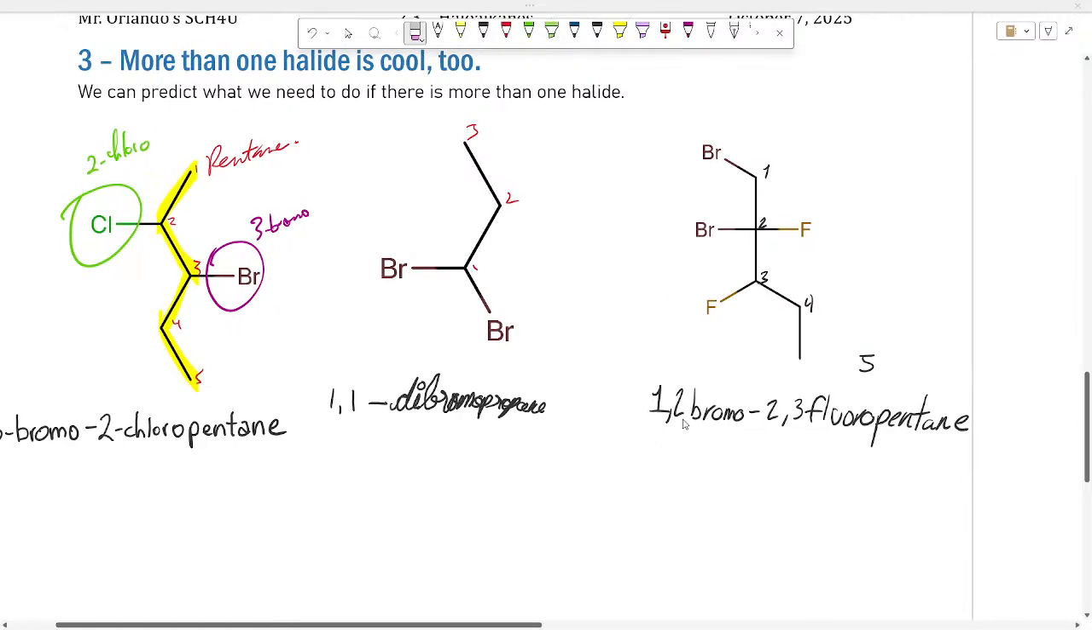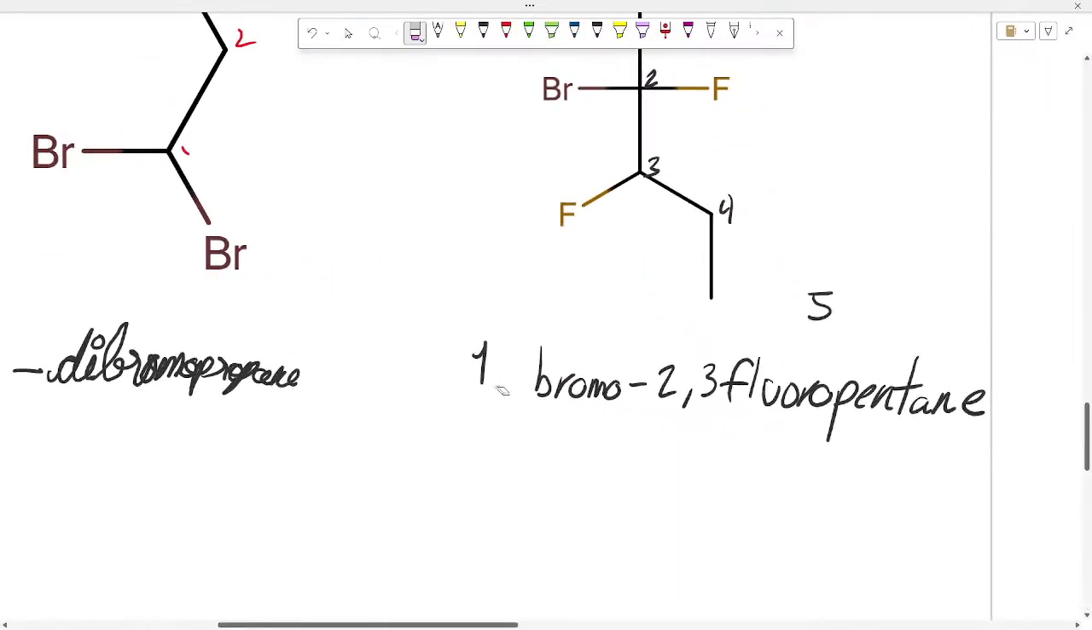So good. 1,1-dibromopropane. And then this one also has a little error. Not a big deal, but we're also missing a couple dashes. The dashes go on both sides of the numbers. So this should be 1,2-dibromo. And then it should be 3,3-difluoro-pentane.